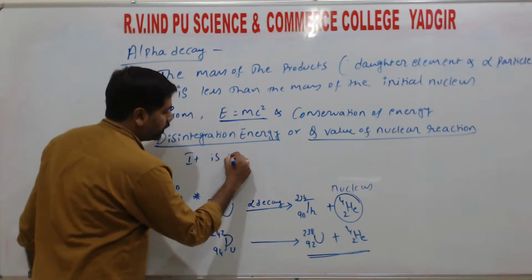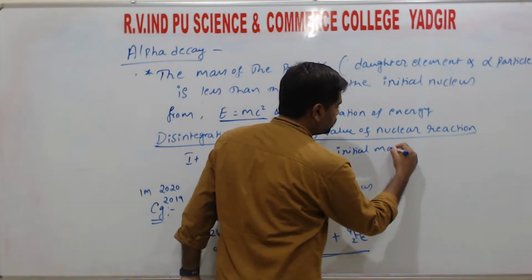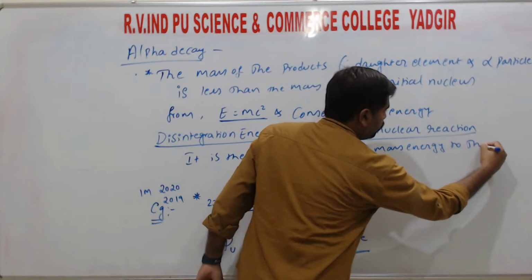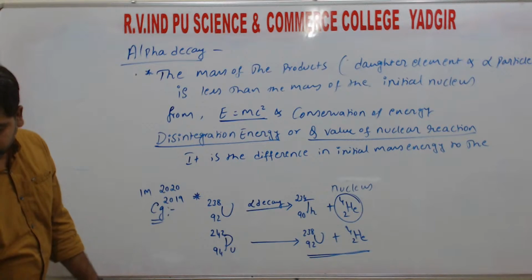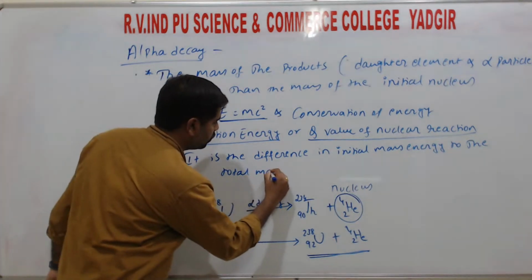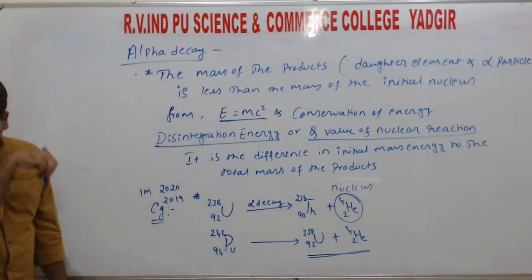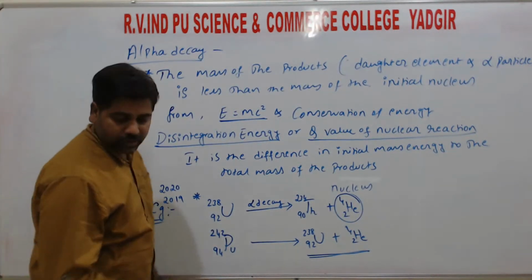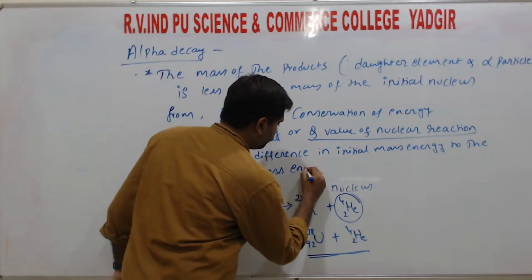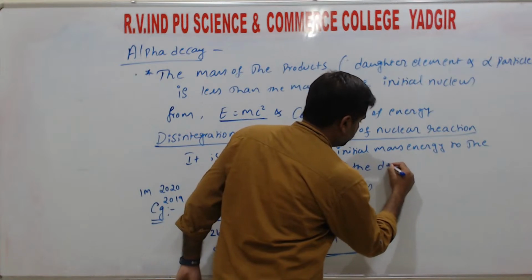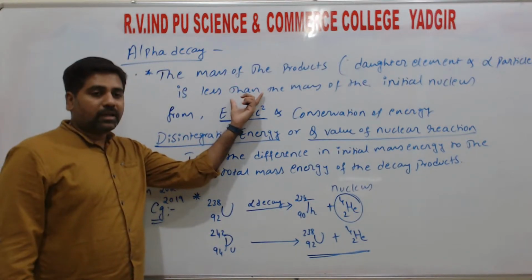It is the difference in initial mass energy to the total mass energy of the decay products, right? So here we know the reason why the alpha particle is emitting.